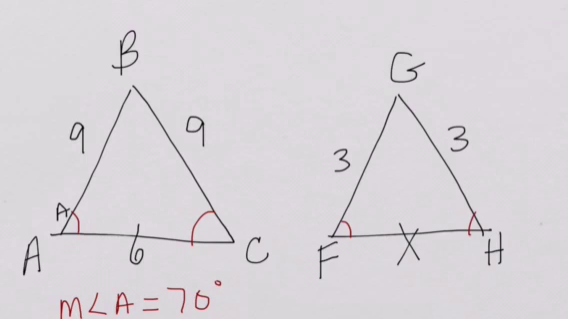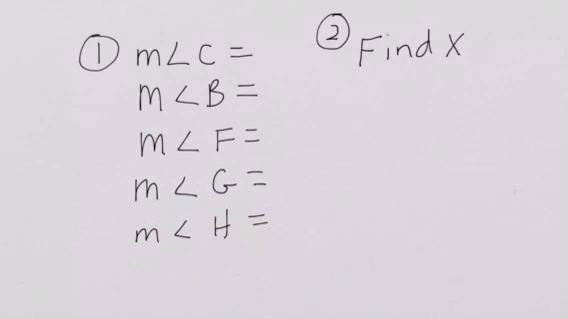You're going to want to go ahead and label the sides on the ABC triangle 9, 9, and 6, and on the FGH triangle 3, 3, and X. We also know that angle A is 70 degrees. All right, now using that triangle, let's go ahead and find some information. If we know that the triangle has a 70 degree angle for the measure of angle A, then we can go ahead and find the other missing angles.